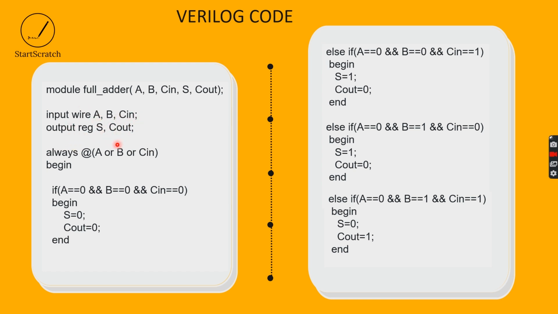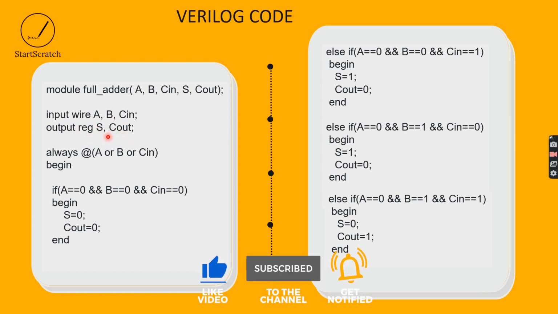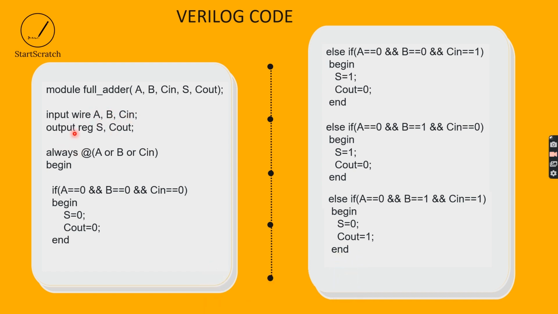I declared them as wire and reg because they are being used in the always block. Here you can see S and C out in the always block here, here and here. Meanwhile, reg means a register which can store any kind of data. So I declared S and C out in reg form because they are storing the output data, and A, B, C in as wire because they can be interconnected.